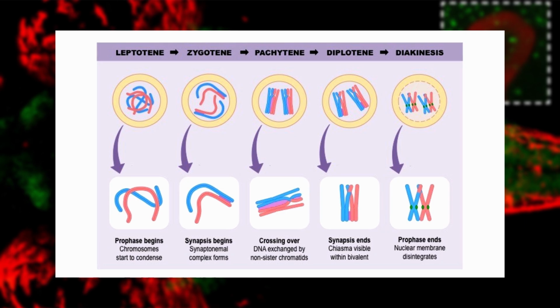Next is the diplotene. Homologous chromosomes partially separate, revealing chiasmata as crossing over points. Diakinesis. Chromosomes are fully condensed and the nuclear envelope breaks down, preparing for spindle attachment. For example, in sperm formation, crossing over enhances genetic diversity.